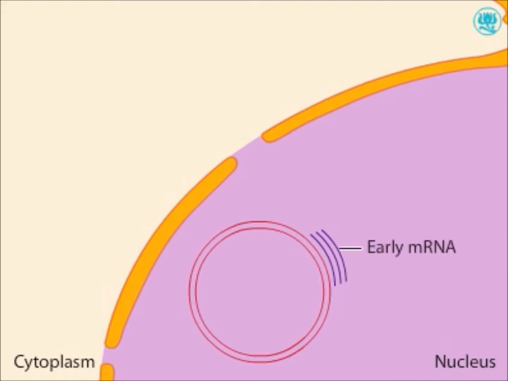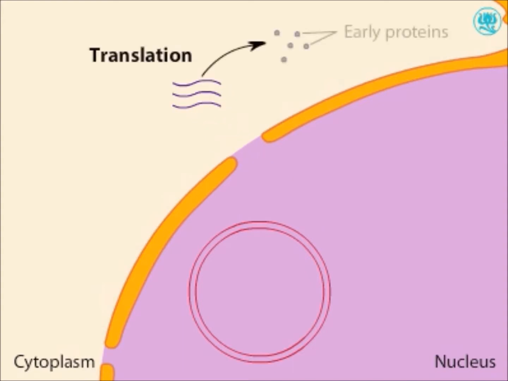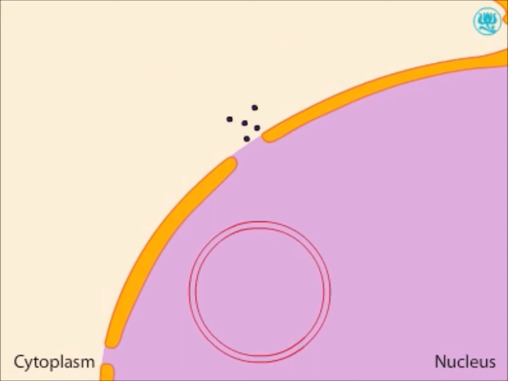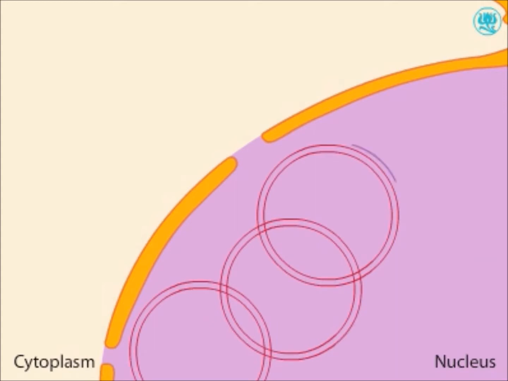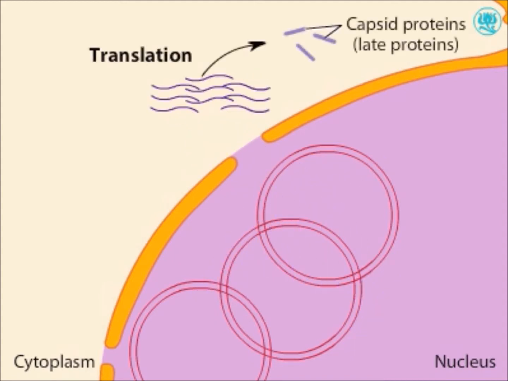The early mRNA molecules enter the cytoplasm, where they're translated into early proteins. The early proteins, in turn, enter the nucleus, where they're required for viral DNA replication. At this point, the cell begins to transcribe late mRNA molecules. These mRNAs enter the cytoplasm for translation into late proteins.